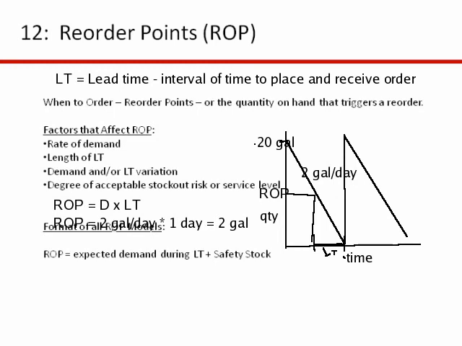So what affects it? Rate of demand. The higher the demand rate is, the greater your reorder point will be. The same with the length of the lead time: the greater the lead time, the bigger your reorder point is going to be. If you have demand or lead time variation, you're going to have a higher reorder point to compensate. We'll also talk a little bit about stock out risk. If you want a really high service level, or a very low stock out risk, you're going to have a bigger reorder point, because you're going to have to carry safety stock.